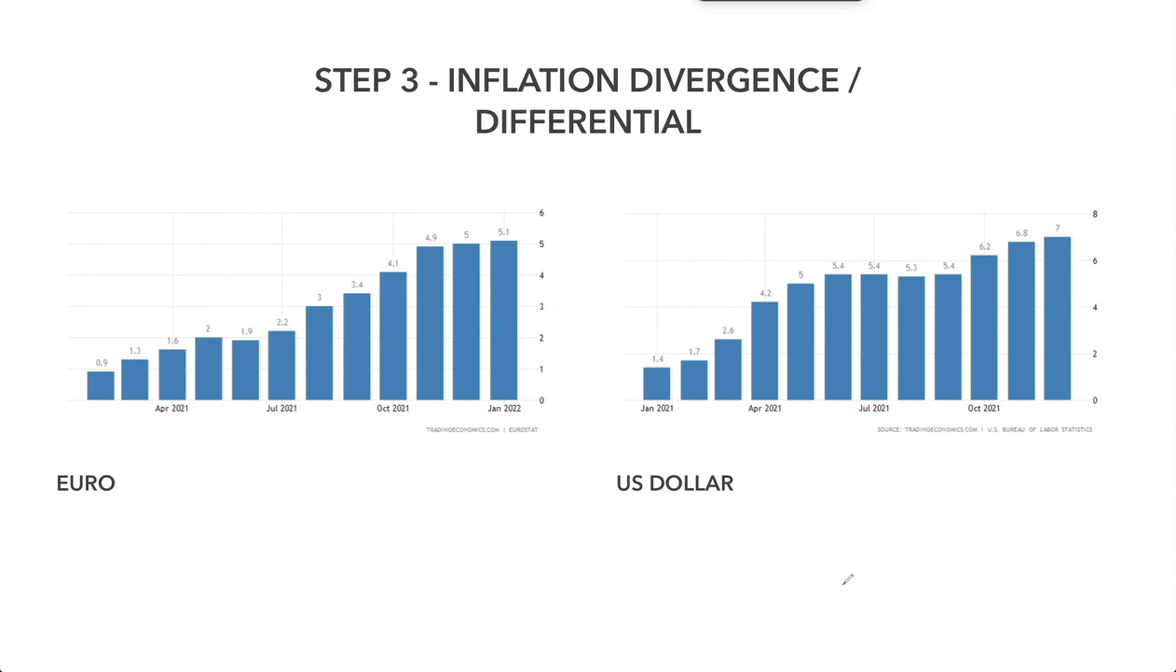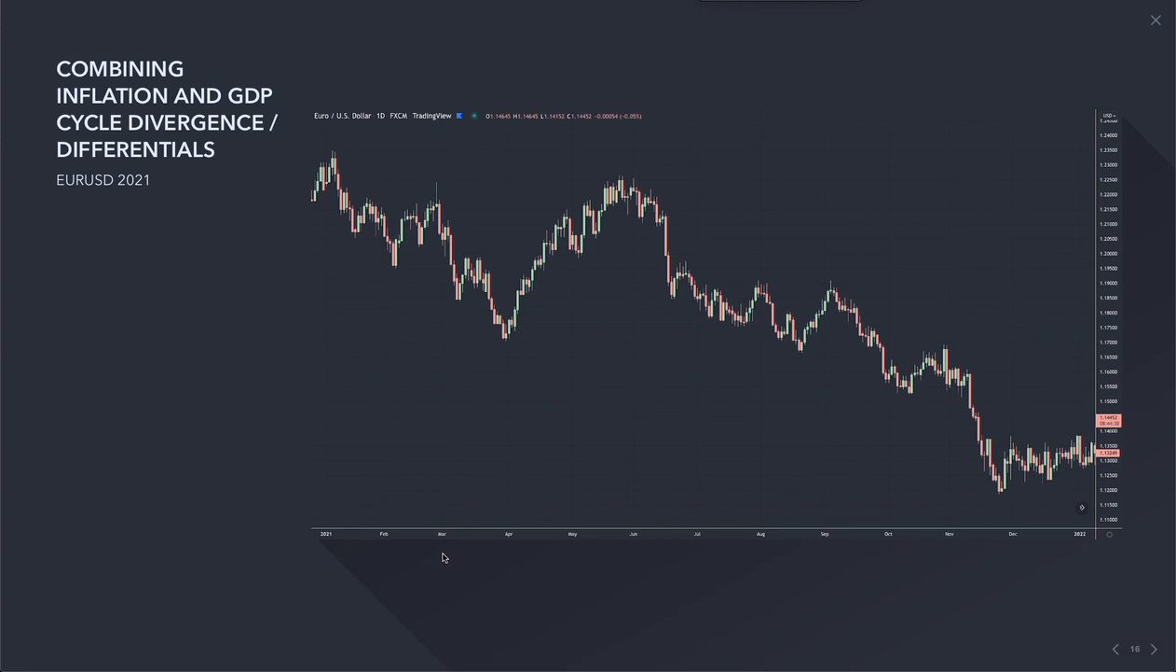And this is provable by the next slide. This is what happened over the year, combining inflation and GDP cycle divergence differentials. Prices fell over 1,000 pips over the course of the year. The path of least resistance was to the downside. We had a moment where prices went up, but overall, the trend was to the downside.